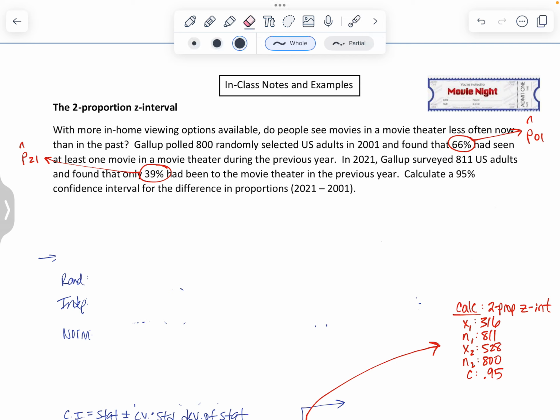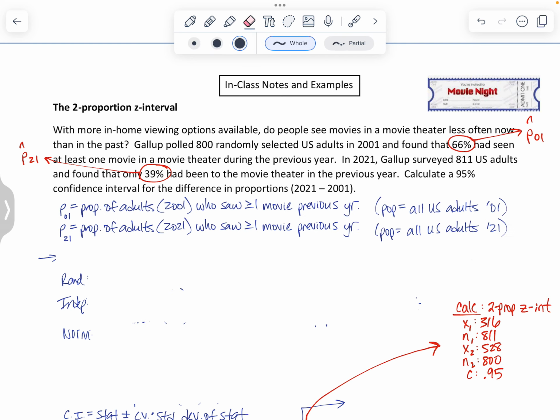So anyways, we are doing a two prop z int, and it's a z interval because z always goes with proportions, if you remember that from chapter 8 and chapter 9. See, it's so cumulative and beautiful, you guys. Let's define some stuff.